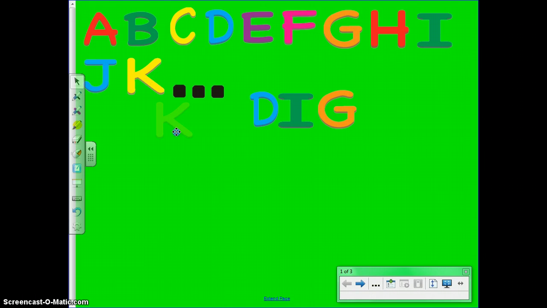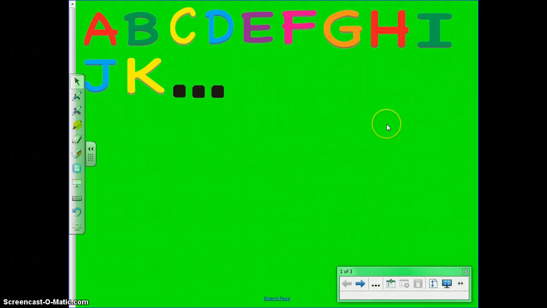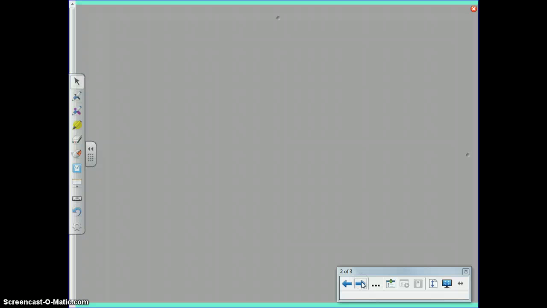Or if I take K, I, D, I have formed the word kid. Well, in math, we use digits, and when those digits are placed in order and are given a value, then they form numbers. You might be asking, what is Mr. G talking about when he says digits?